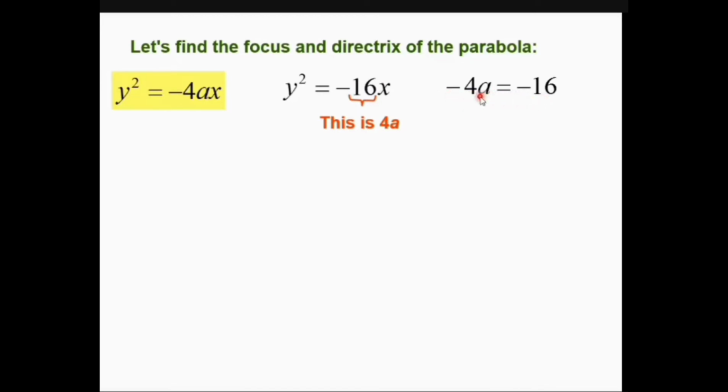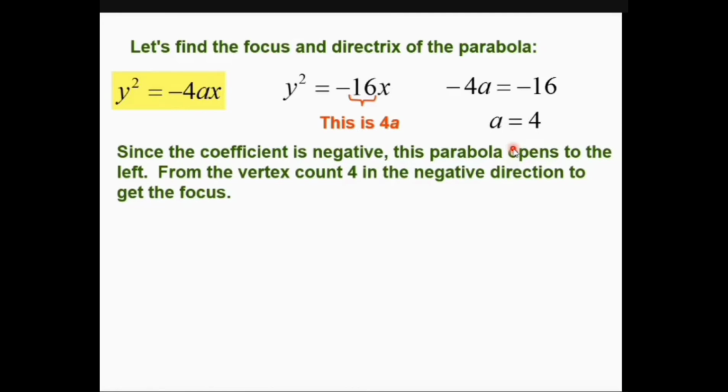And for us to be able to solve for a, let us just divide both sides of the equation by negative 4, and then a is equal to 4. If we divide negative 4 by negative 4, that will be 1. What will remain here is a. Negative 16 divided by negative 4, that is 4. So the value of a is equal to 4. Okay, so since we already have the value of a, it will be easy for us to locate the focus and the directrix of the parabola. And we know that the vertex of the parabola is at the point of origin.